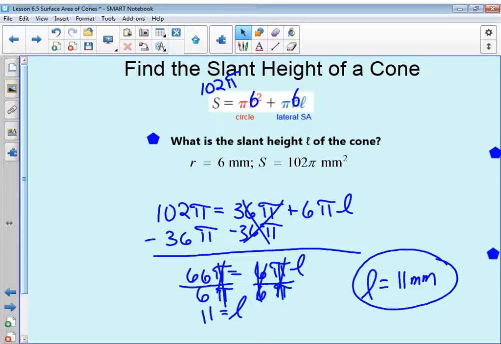Kind of tying into this, if they ever ask you to find the radius, you'll be able to go through and also find the radius using the same concept of substituting in what you know and then simplifying to isolate that letter. Key steps: substitute in what you know, simplify anything that you possibly can, combine your like terms, and then isolate that L. Good luck with this.